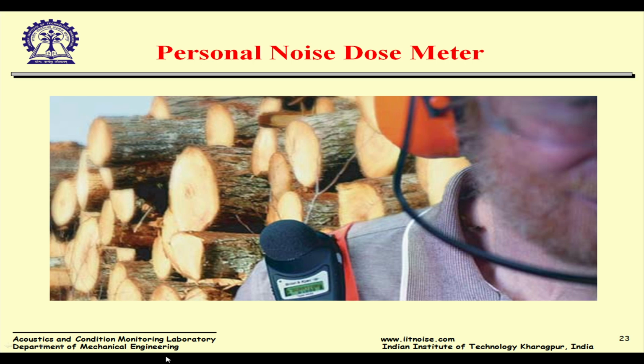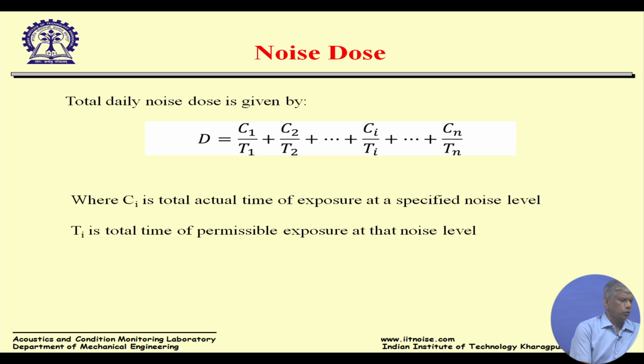So, to monitor this, there are instruments available which you could wear. It is a personal noise dose meter. It will tell you what dose you have been exposed to in the period you have been working, and these are clip-on type dose meters, which have a microphone and an integration circuit inside. The noise dose is calculated by this equation: C1 by T1 plus C2 by T2 and so on, where Ci is the total actual time of exposure at a specified noise level, and Ti is the total time of permissible noise exposure at that noise level. I'll explain this through a numerical.